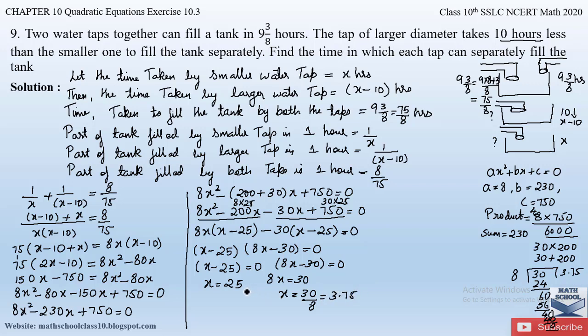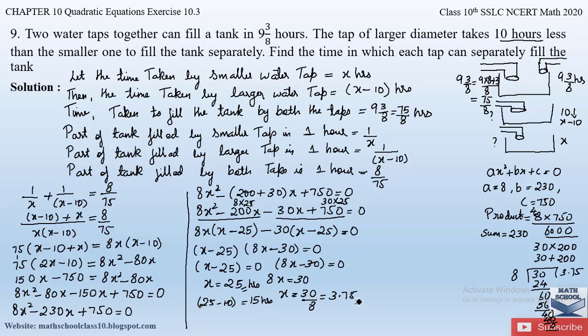So now we got two values for x, that is x is equal to 25 and x is equal to 3.75. So what have we assumed the value for x as? Initially the time taken by the smaller water tap is equal to x hours. So if the time taken by the smaller water tap is x hours, that is x is equal to 25, then the time taken by the larger water tap will be 25 minus 10, that will be equal to 15 hours. If x is equal to 25 hours, then the time taken by the larger tap is 15 hours.